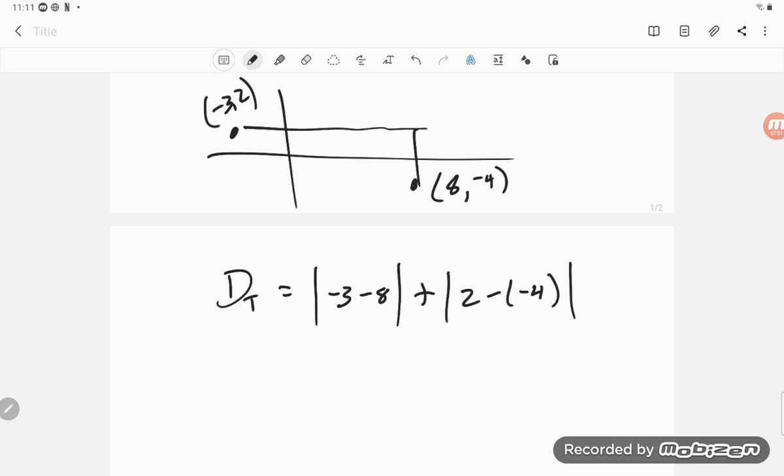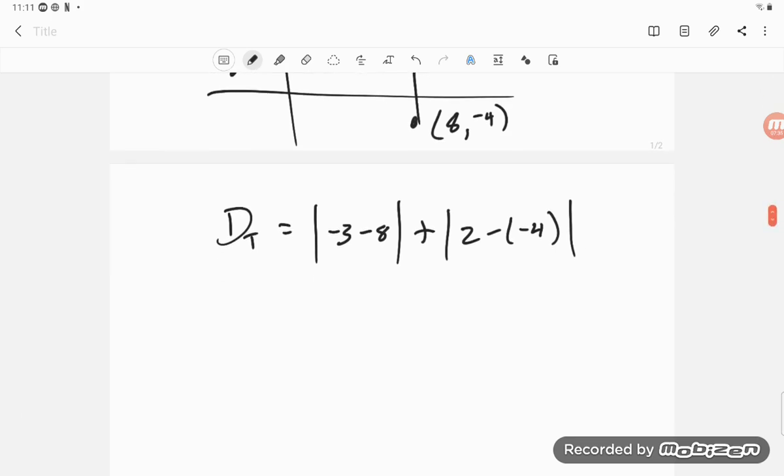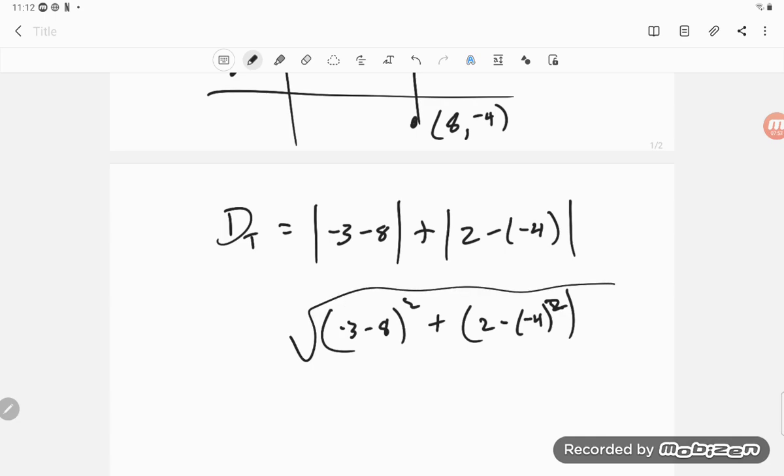So that's what I want. So it works really just like the Euclidean. Remember, with the Euclidean, I would have taken that thing squared, the -3 minus 8, and I would have taken the 2 minus the -4 squared, and then I would have just taken the whole square root of that.